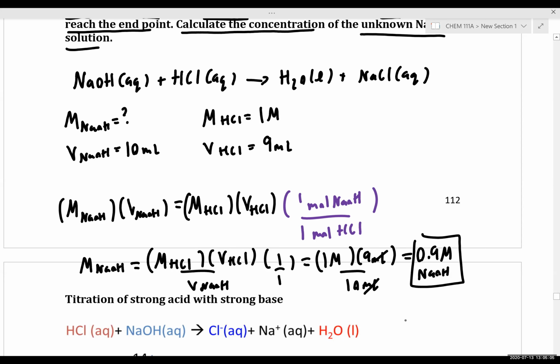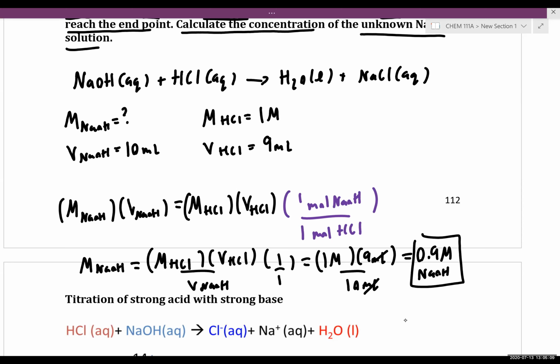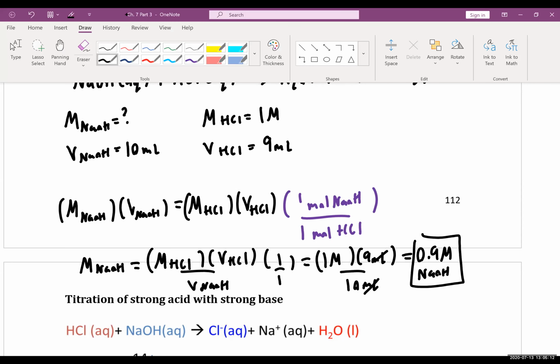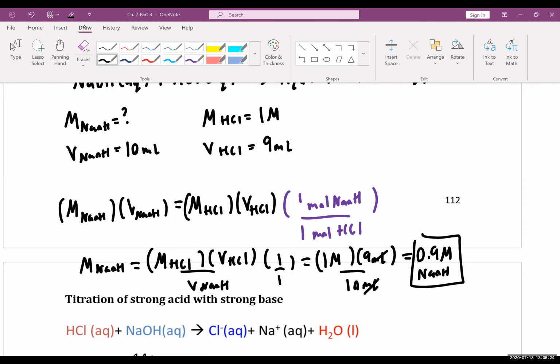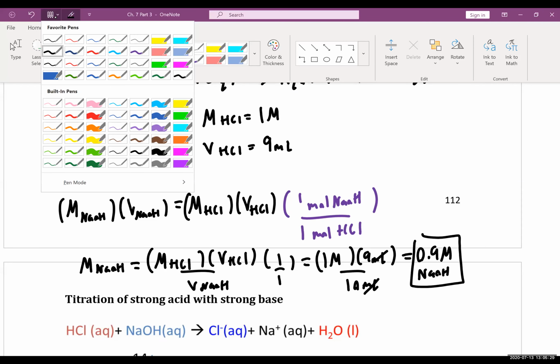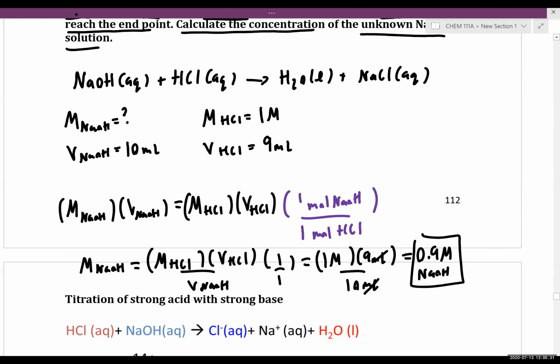Does this make sense to everyone so far? Okay. So let's keep going with this example.